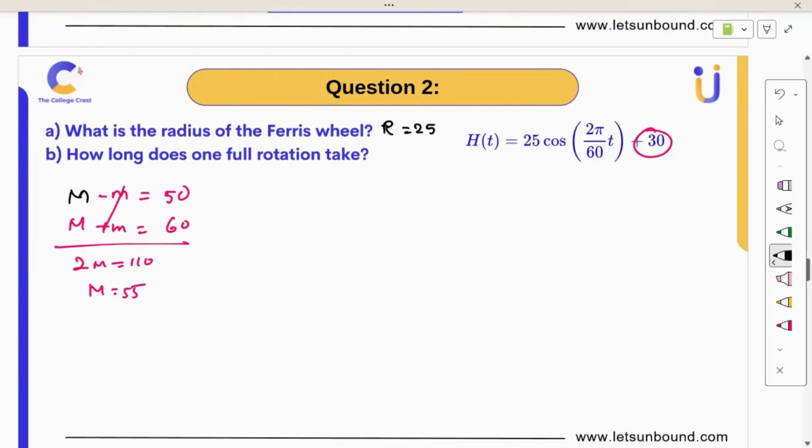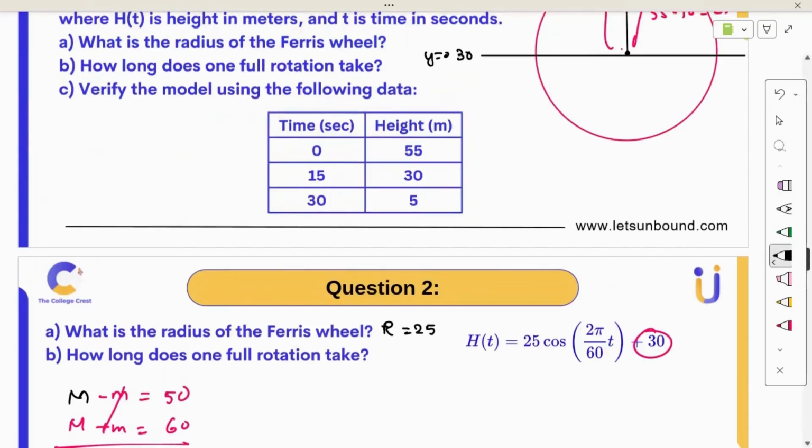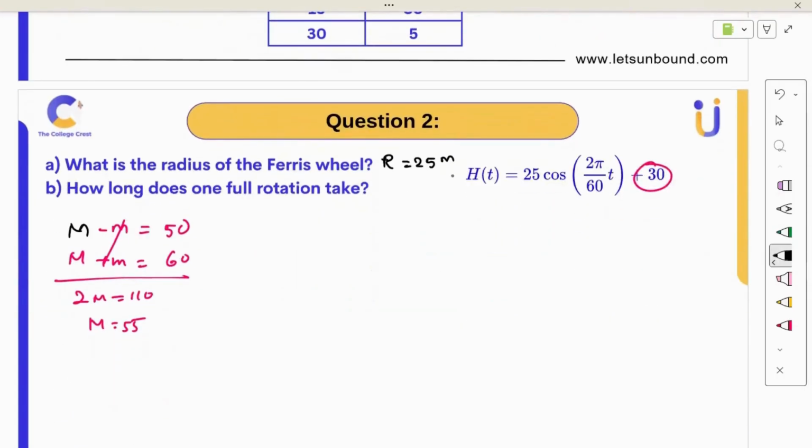Right? And also mention the units in the context of modeling, it's meters, 25 meters. How long does one full rotation take? It deals with the periodic nature. And I will go for this.